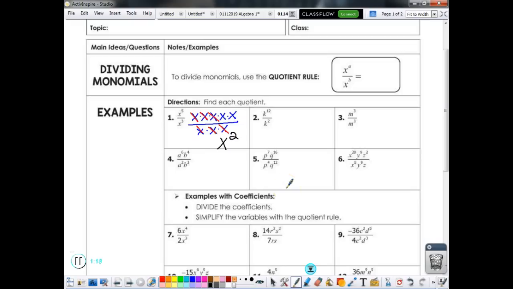So 5 and 3, what do I have to do to get to 2? Subtract, right? So I have to do 5 minus 3, and that would give me 2. So the quotient rule is when you have x raised to the a divided by x raised to the b, that's going to equal x to the a minus b. The numerator exponent minus the denominator exponent.